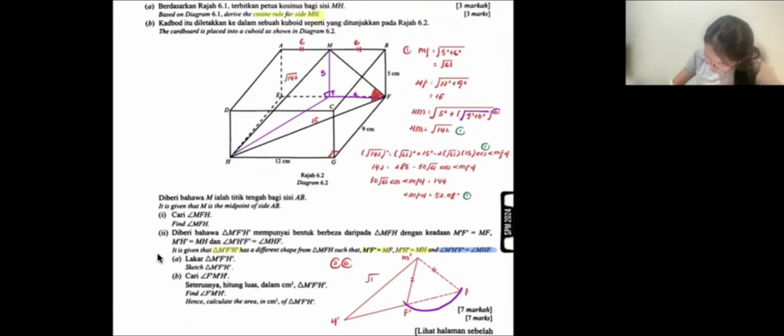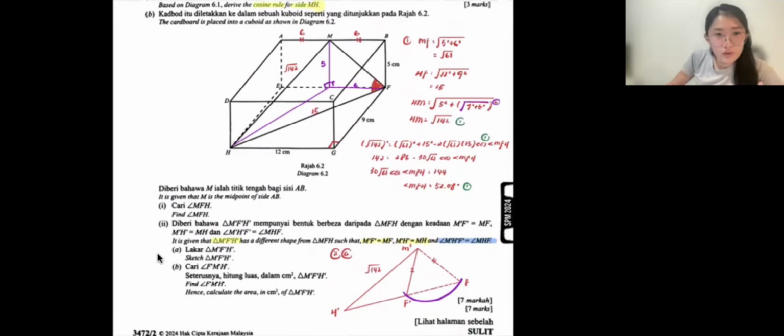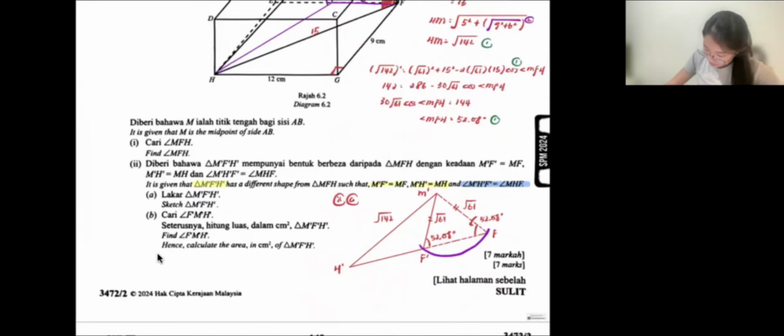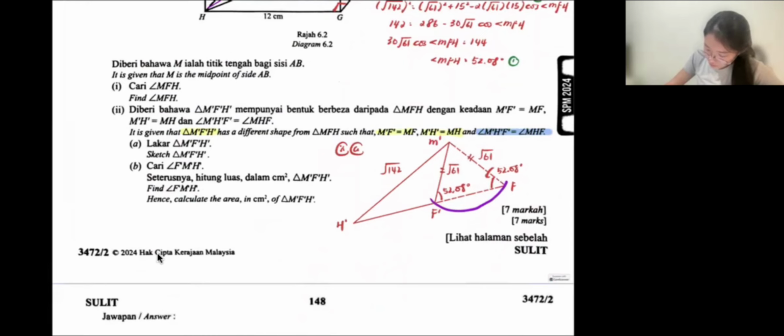Okay? Then HM. This is Surd 142, yeah? Surd 142. And then this is Surd 61. This will give this Surd 61 as well. Okay, just now we had MFH, right? MFH is 52.08. Isosceles triangle, meaning this is also 52.08. Okay, and then what else? B. They want us to find F prime, M prime, H prime.